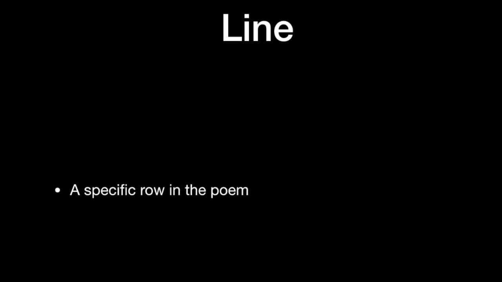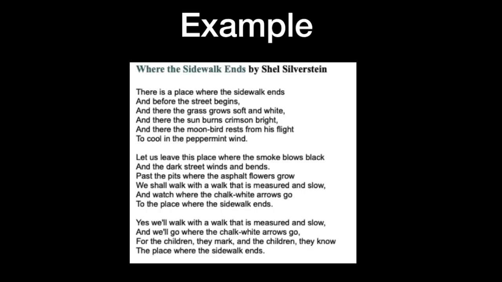It's really straightforward. For example, in this poem Where the Sidewalk Ends by Shel Silverstein, the first line is, there is a place where the sidewalk ends. That's line number 1. If I were to say, look on line number 3, you'd say, and there the grass grows soft and white. That's line number 3. They're numerical, they go in order, and that's what we're talking about when we're talking about a line.